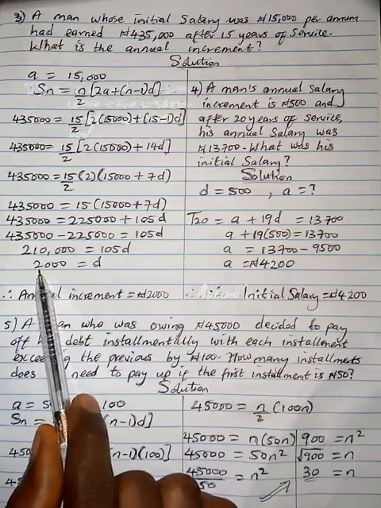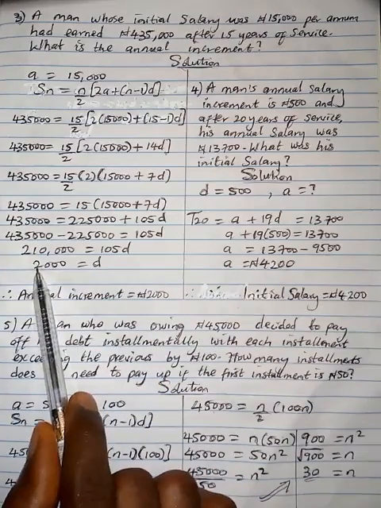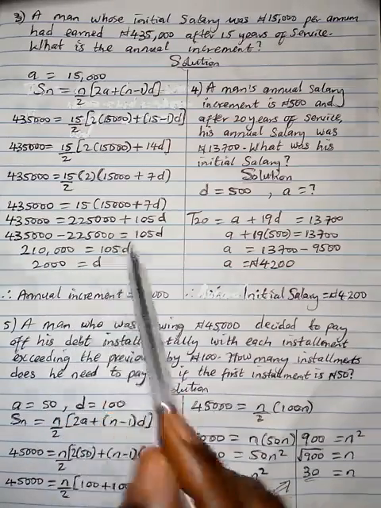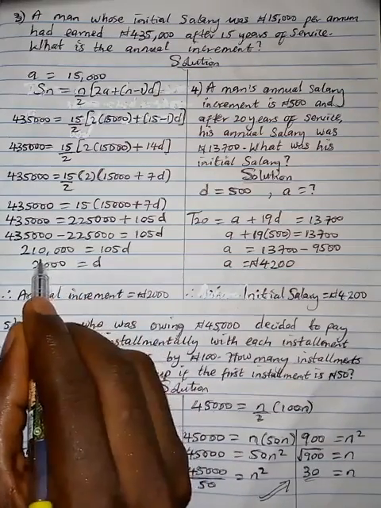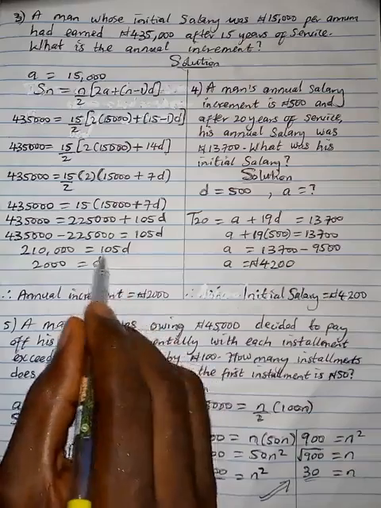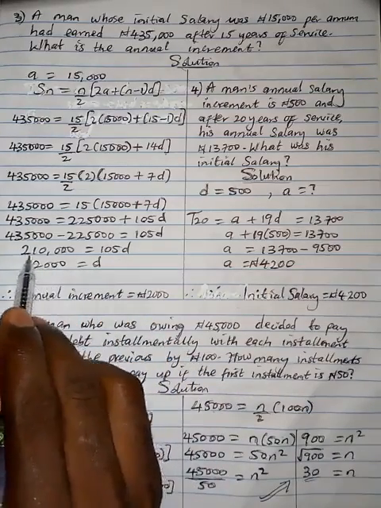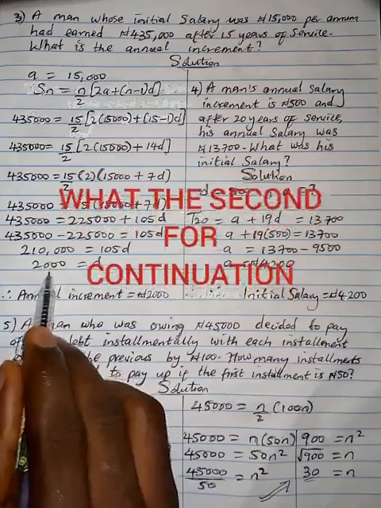Now I have here 2,000. How I got the 2,000 is I divide both sides by the coefficient of d, which is 105. Dividing here by 105, dividing here by 105, I have 210,000 divided by 105 will give me 2,000.